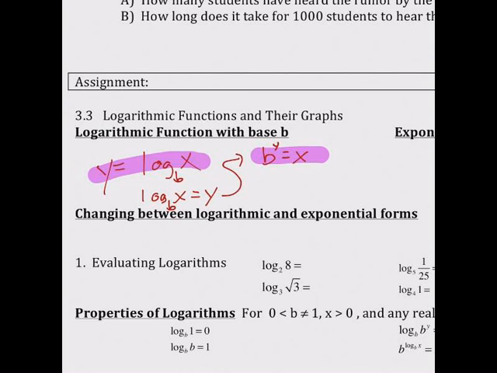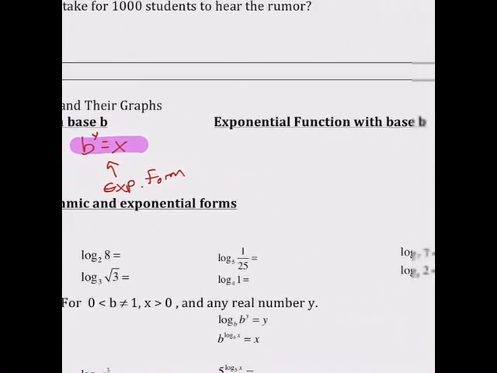One of them is called the exponential expression of the relationship between x and y. So this is exponential form. And the next one next to it is log base b of x equals y. That's the logarithmic form.